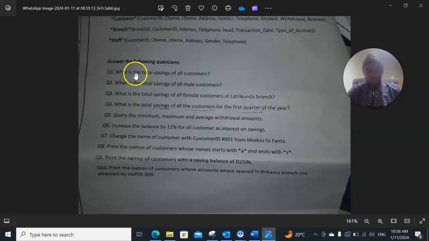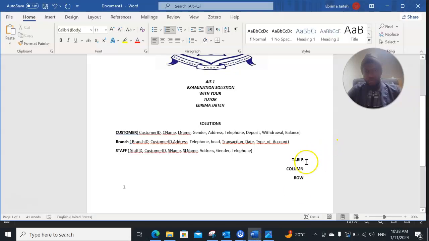Now let's read the question. What is the total savings of all customers? So I will come here and I will see table, how many tables did I have in that question? Column, which columns are necessary in that question? And row, what information is given under this column? So that's how I'm going to reduce the content of the information, to understand the content of the information, okay?